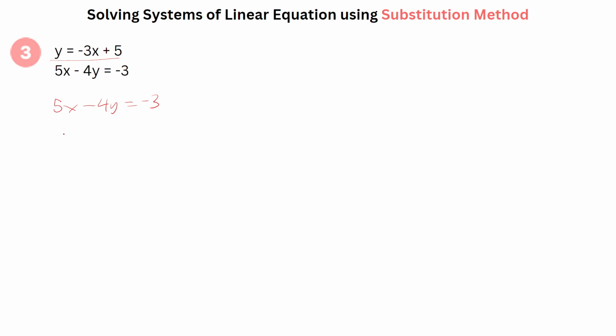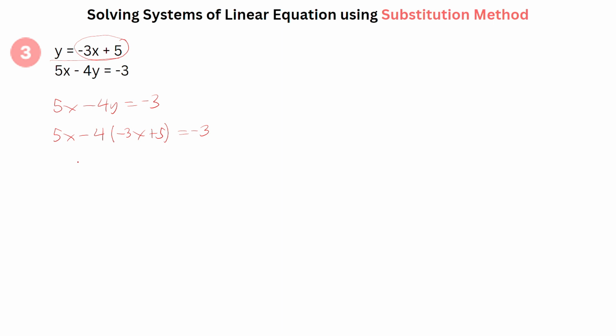Now, I'll just have to rewrite it. 5x minus 4. However, again, instead of putting y, what do I write? Negative 3x plus 5. This one, because again, y and negative 3x plus 5 are just the same thing. Okay? And then I'll just copy equals negative 3.